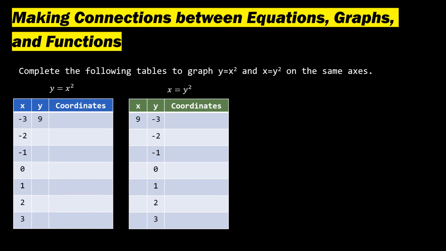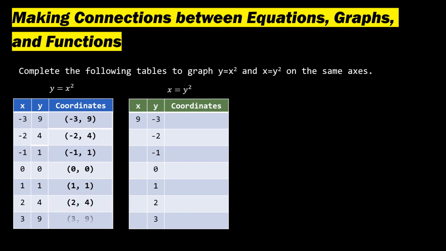And then x equals y squared. It looks a lot similar to this one. However, x and y are switched. So we have x equals y squared. Let's go ahead and complete this table. All we need to do is take our values for x, plug them into the equation to calculate the y values. So we would get 4, 1, 0, 1, 4, 9 for that.